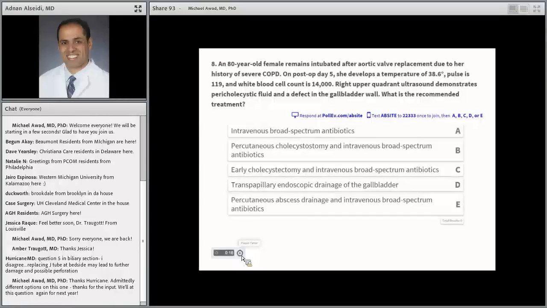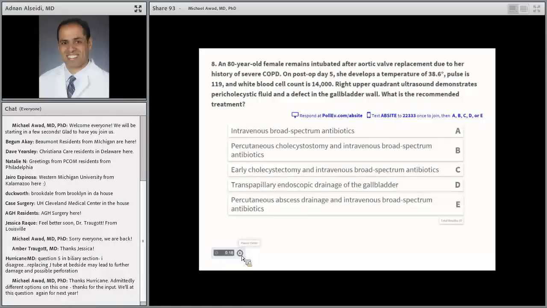The next one is an 80-year-old female who remains intubated after aortic valve replacement due to her history of severe COPD. On postoperative day 5, she develops a temperature of 38.6, pulse is 119, the white blood count is 14,000. Right upper quadrant ultrasound demonstrates perihepatic fluid and a defect in the gallbladder wall. What is the recommended treatment?